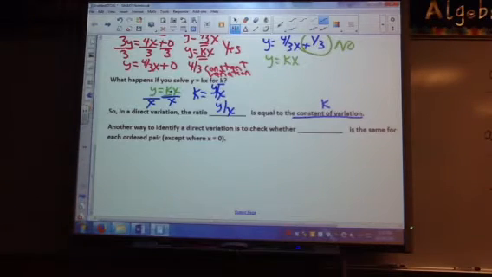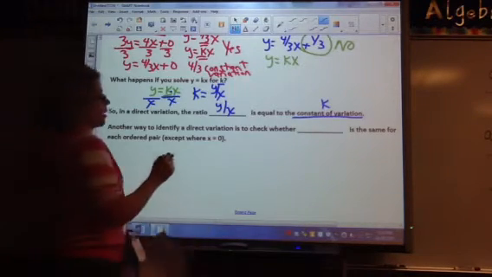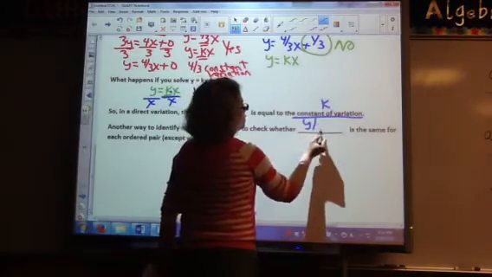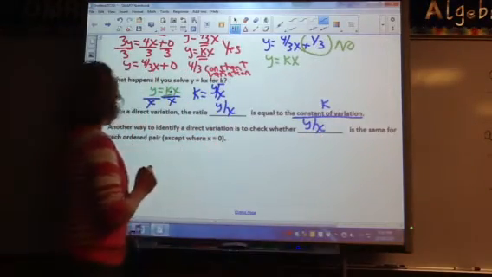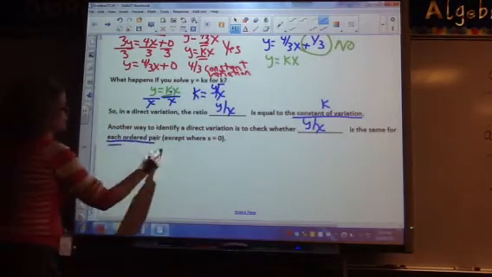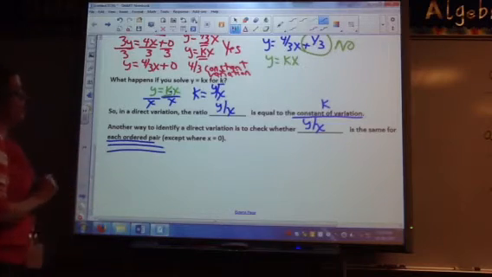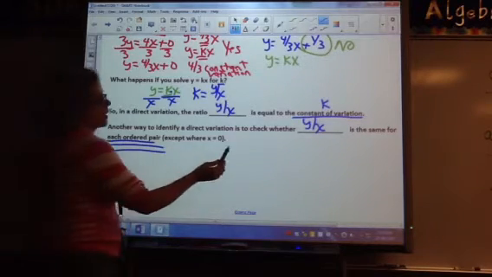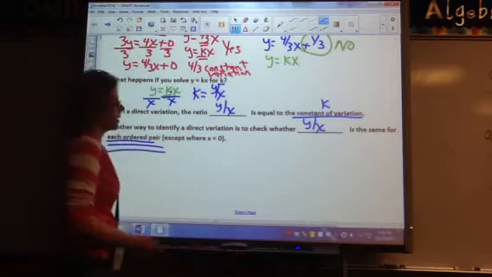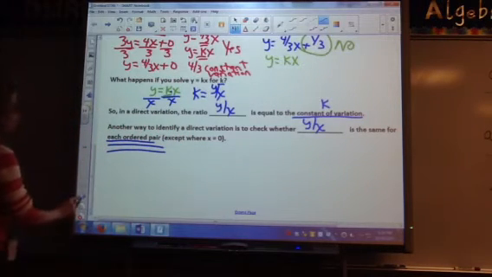Another way to identify direct variation is to check whether the ratio y over x is the same for each ordered pair, except where x is 0, because you can't have a denominator of 0, okay? It has to be for each ordered pair. So let's look at that.